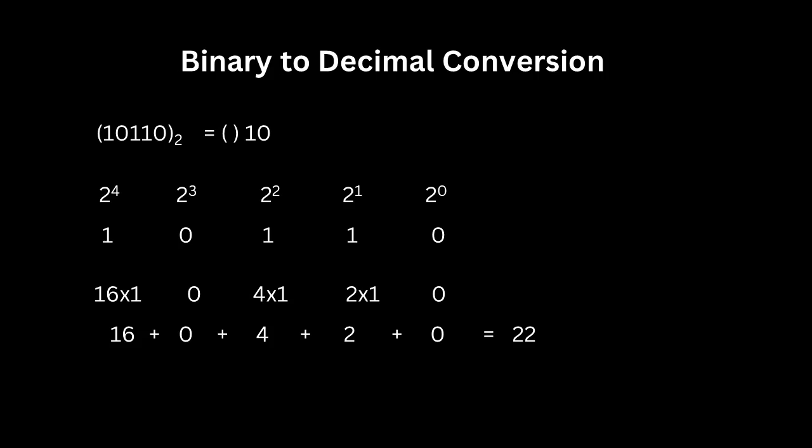Multiply each binary digit by its place value. 1 into 16, 0 into 8, 1 into 4, 1 into 2, 0 into 1. Then add them up: 16 plus 0 plus 4 plus 2 plus 0 equals 22. So 10110 base 2 equals 22 in decimal.